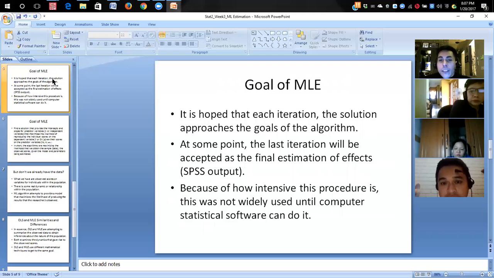At each iteration, it will look at the solution that approaches the goals of the algorithm. So remember that this is a very important concept in maximum likelihood estimation, that it uses an algorithm. That is, again, another fundamental mathematics that all of us need to already have, because I can't go back to explaining what an algorithm is again, but that's what maximum likelihood estimation uses.